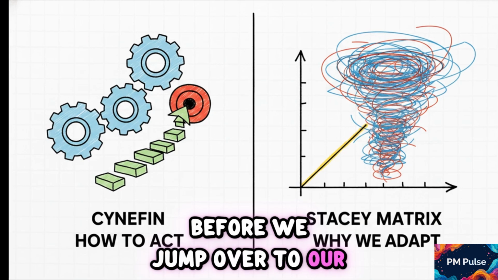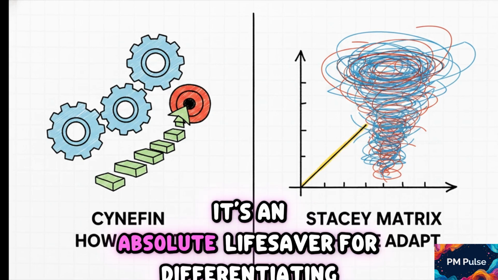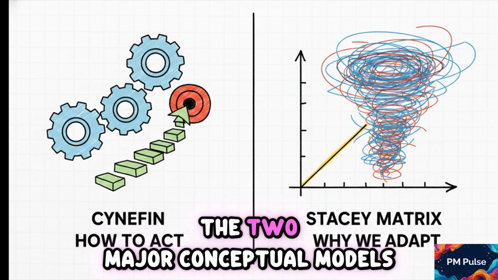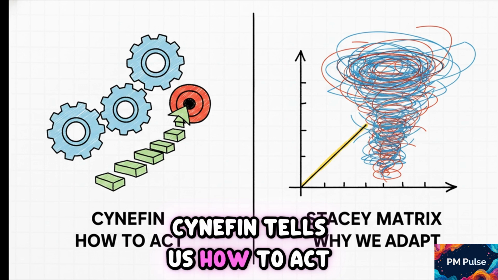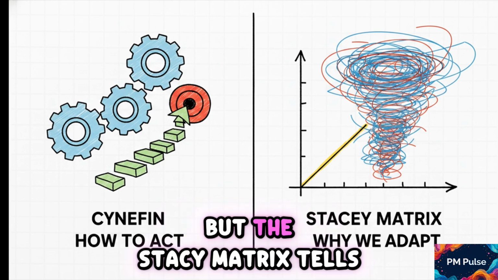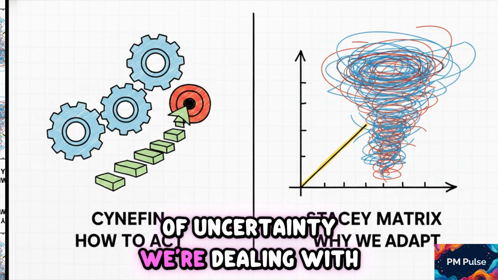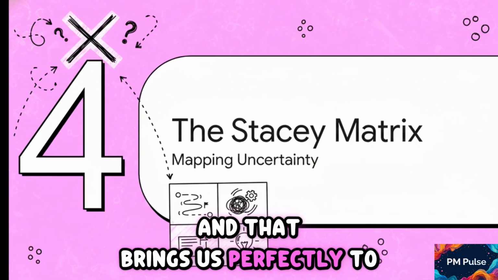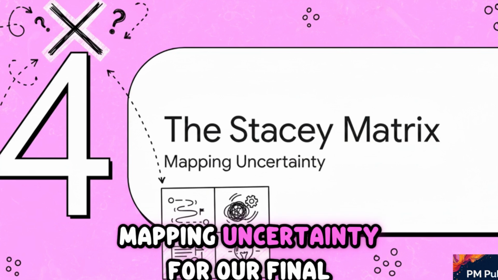Before we jump over to our final framework, tuck this coach's tip into your back pocket. It's an absolute lifesaver for differentiating the two major conceptual models you'll be tested on. Cynefin tells us how to act in complexity, the actual steps of probing and sensing. But the Stacy Matrix tells us why we have to adapt, based on the sheer amount of uncertainty we're dealing with. And that brings us perfectly to Section 4, Navigating the Stacy Matrix, Mapping Uncertainty.